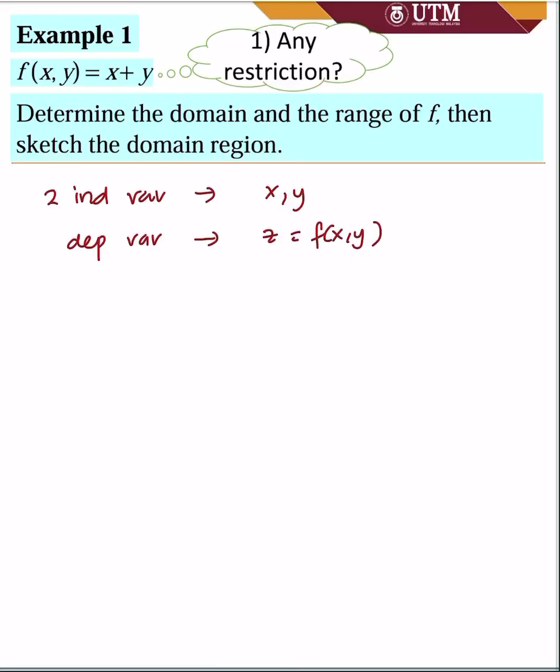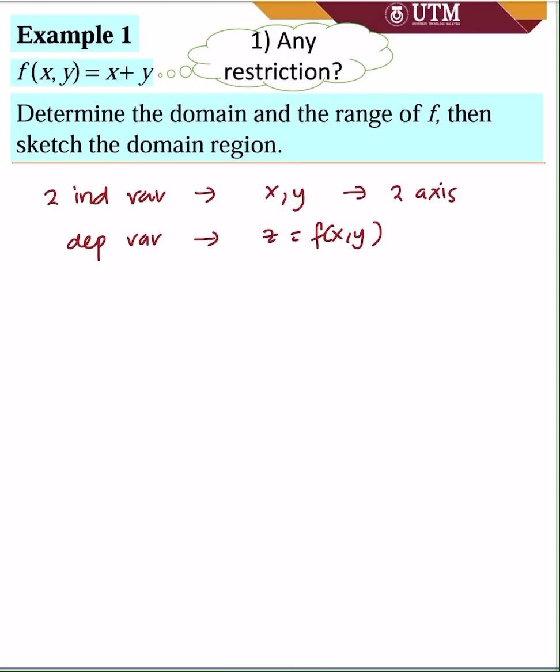Now we want to determine the domain. When we say it is a domain and it involves two independent variables, it means that we will have two axes. What are the axes? x and y. In this case, we need to ask, is there any restriction on this function x plus y? x can be any number and y also can be any number, isn't it?